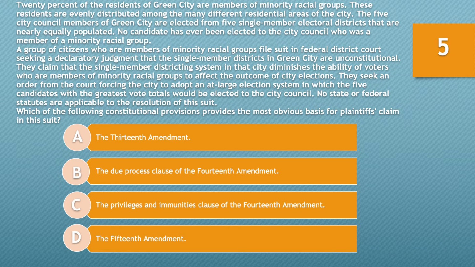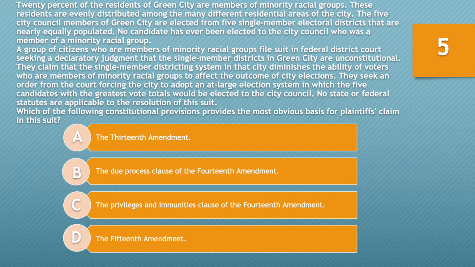A group of citizens who are members of minority racial groups filed suit in federal district court seeking a declaratory judgment that the single-member districts in Green City are unconstitutional. They claim that the single-member districting system in that city diminishes the ability of voters who are members of minority racial groups to affect the outcome of city elections. They seek an order from the court forcing the city to adopt an at-large election system in which the 5 candidates with the greatest vote totals would be elected to the city council.